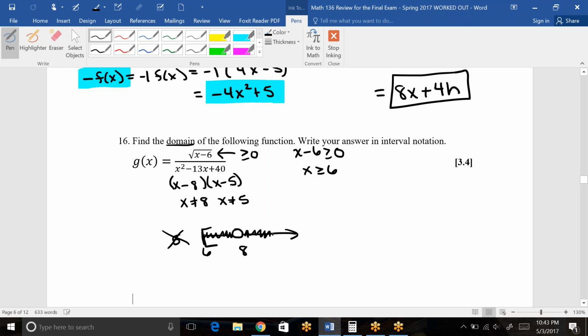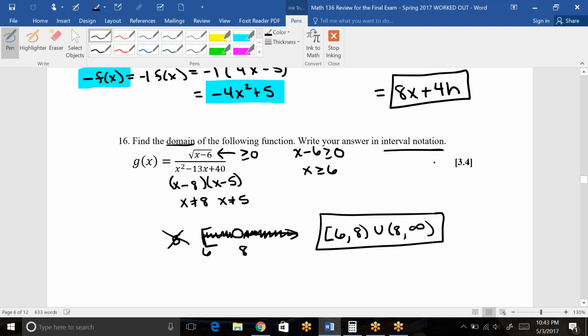Now, if the number 5 had been like a 10, we would have had 2 gaps, because there would have been 2 numbers that we had to remove from the shaded part. So when we write this in interval notation, you just read it. So this would be bracket 6 to 8, union with 8 to infinity. And they did want interval notation.